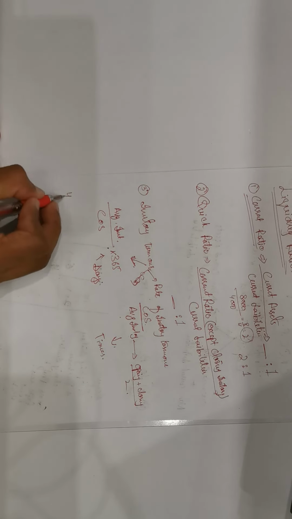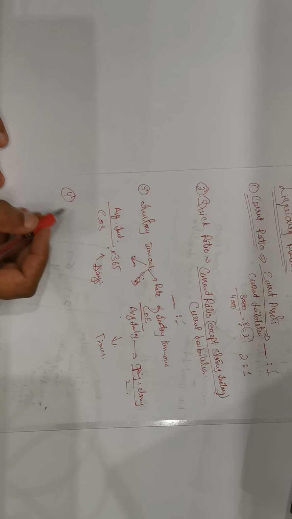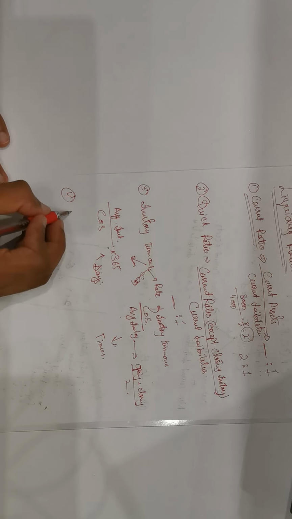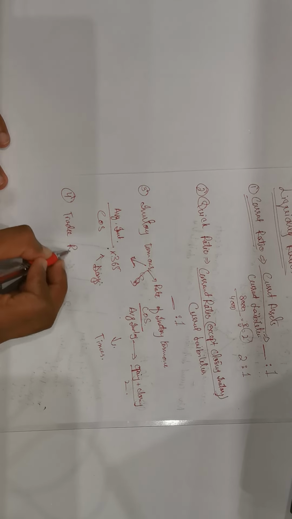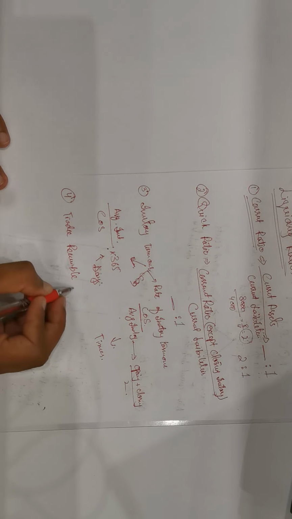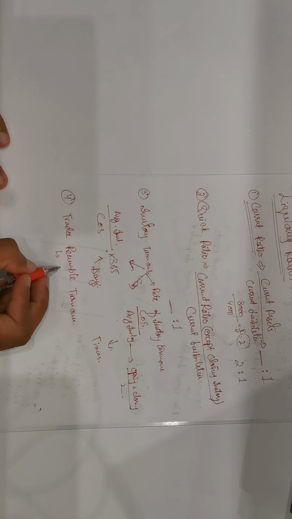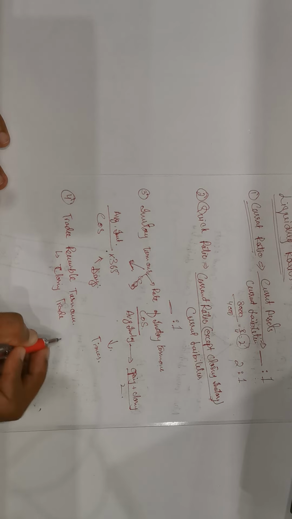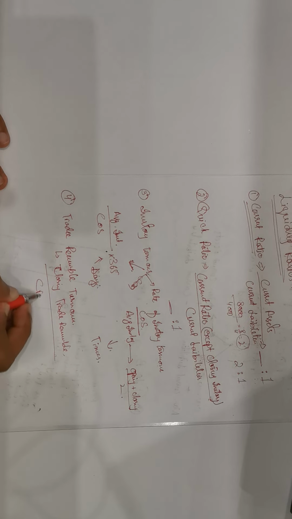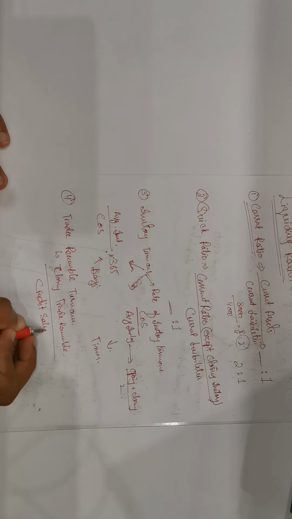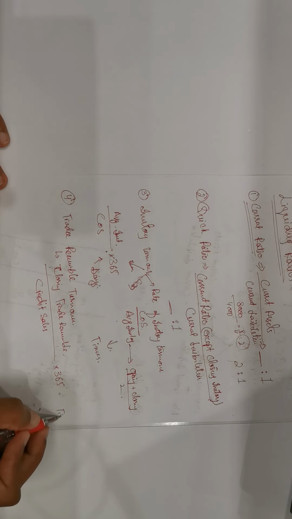The fourth ratio is trade receivable turnover. The formula for trade receivable turnover is closing trade receivables over credit sales into 365. The answer will be in days.